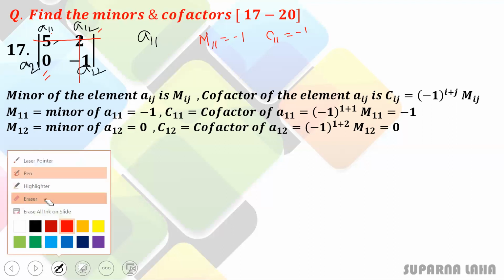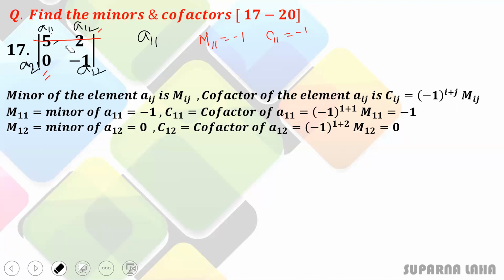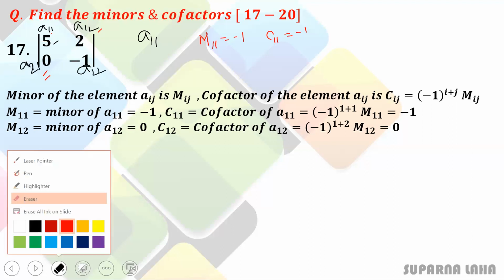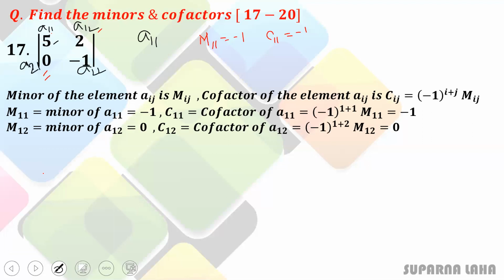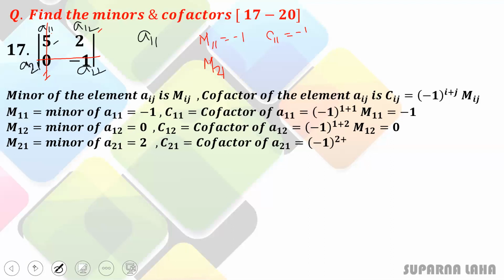So next, moving to the next element, that is A21. What is A21? This element. So remove this second row and the first column. So the remaining element is 2. So M21 is given by 2 only, and the cofactor is given by minus 1 whole to the power 2 plus 1 into M21, that is minus 1 whole to the power 3, that means minus 2.